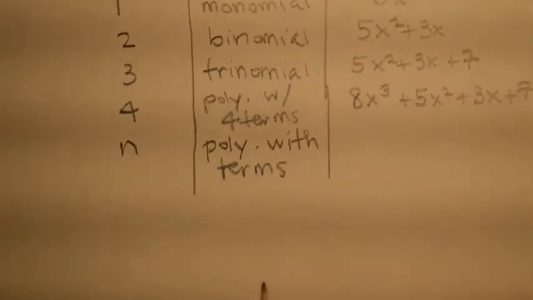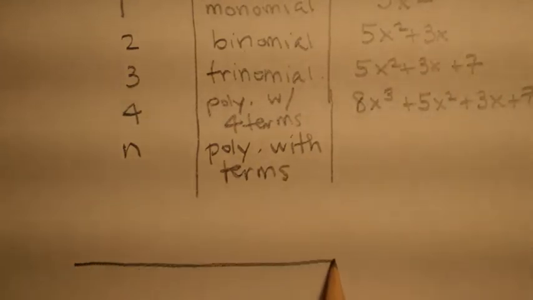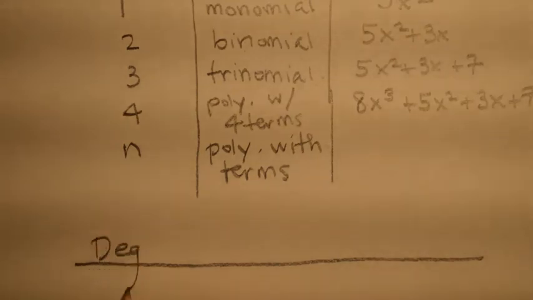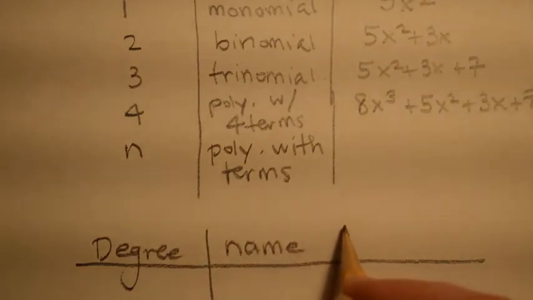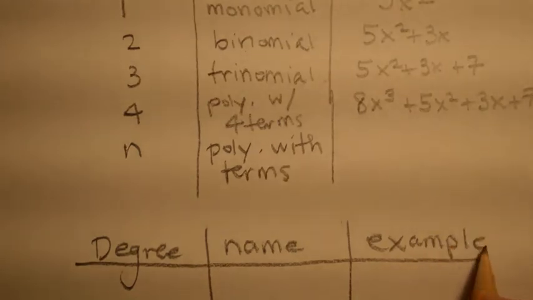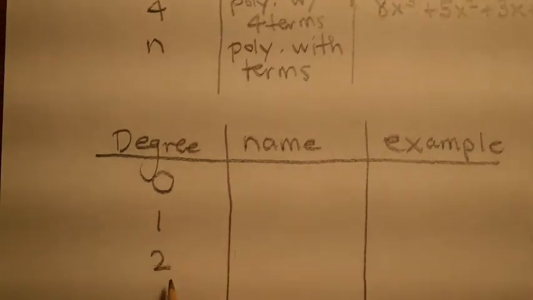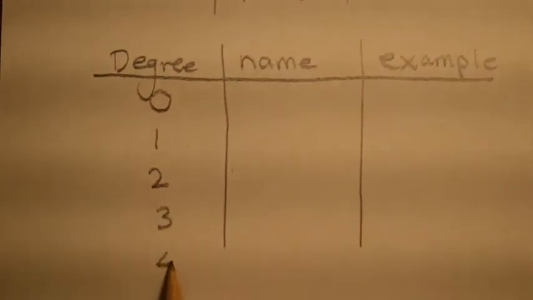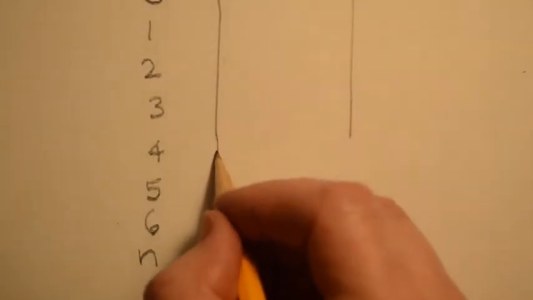Okay, so then the degree of the polynomial really talks about the highest exponent. And so we could do the same thing here. We could say the degree, we could say the name, and we could give an example. All right, so the degrees could possibly be 0, 1, 2, 3, 4, 5, 6, and then n. Again, it doesn't mean that there aren't polynomials with 7 degrees, but we'll just stop naming before we get to that point.